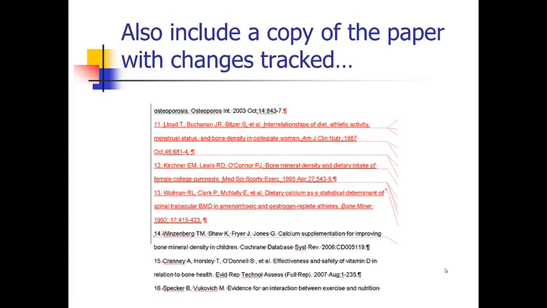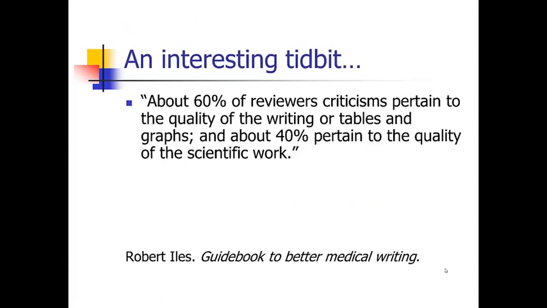And most journals also want you to include a copy of the paper with the changes tracked. This is really helpful for editors and reviewers so that they can go back and see exactly where you made those changes, because they like to verify, I like to verify when I'm re-reviewing a paper that the changes that I asked for and that the authors say they've made, that those were actually made, and I like to see those. So highlighted with changes tracked is very helpful, and usually is required by most journals.